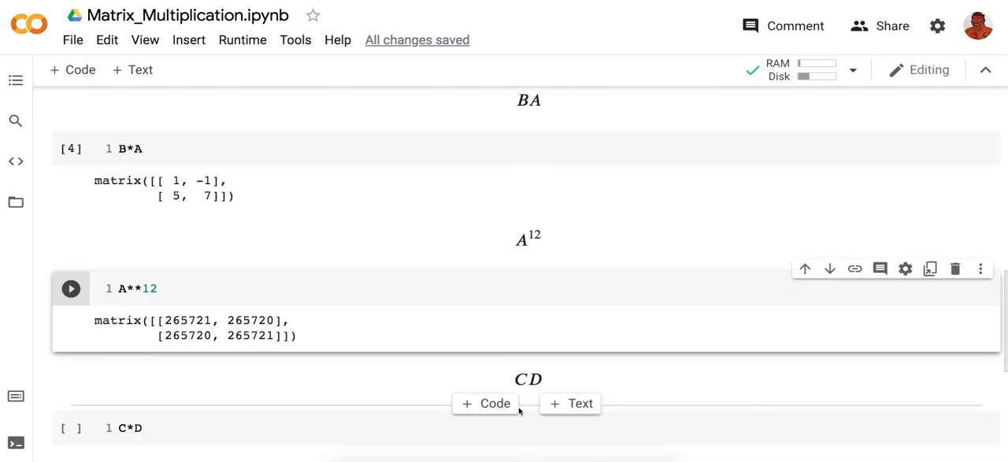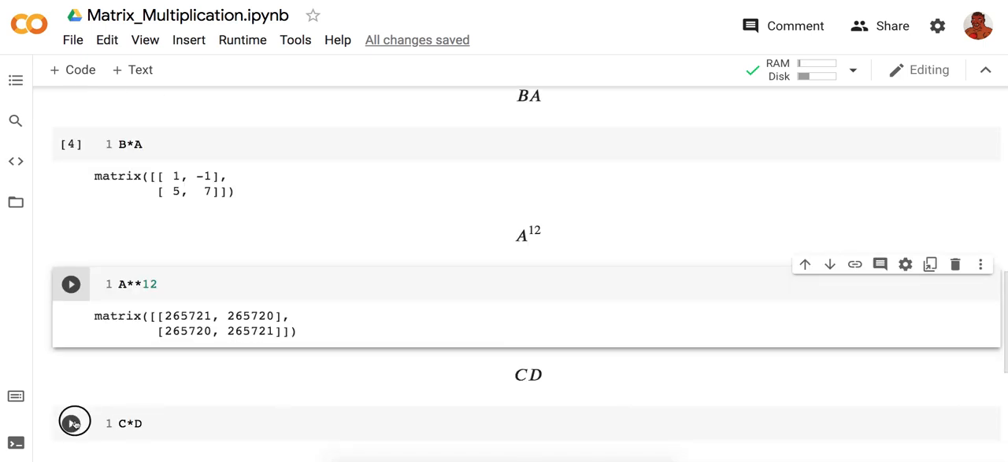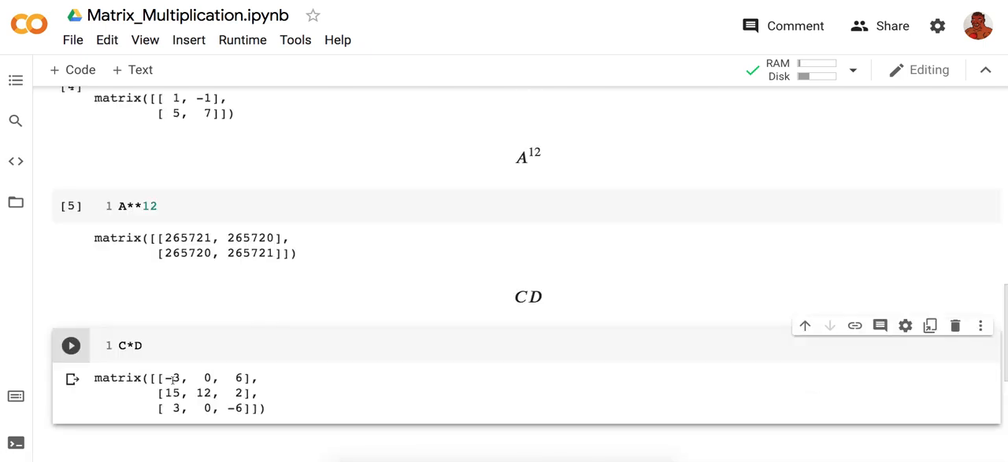So C times D, again, it should give us an answer pretty quickly. And here are the answers that we got from our multiplication for that. So just a quick video on how computers, and especially NumPy and these types of programs, can multiply matrices very quickly for us, which in the fast-paced world that we're in only makes things better.